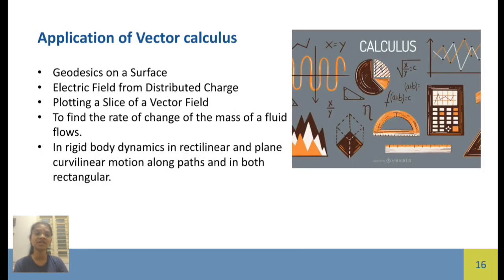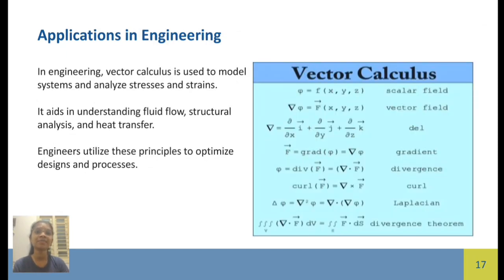Application of vector calculus. Geodesics on a surface. Electric field from distributed charge. Plotting a slice of a vector field. To find the rate of change of the mass of a fluid flow. In rigid body dynamics, in rectilinear and plane curvilinear motion along paths, and in both rectangular coordinates.